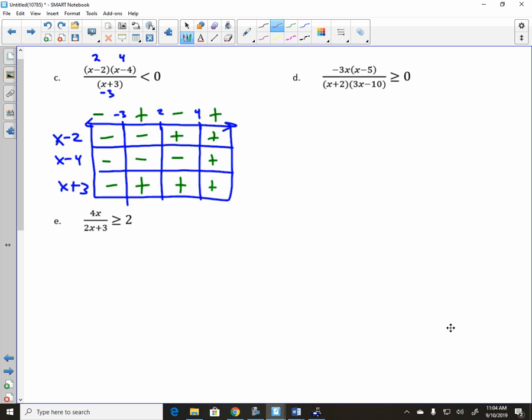Are we wondering where this guy is positive or negative? Negative. Because we're wondering where it's less than 0. That would happen here, and it would happen here. And so my solution set is from negative infinity to negative 3, union with 2 to 4. What do you think? That's it. All right.